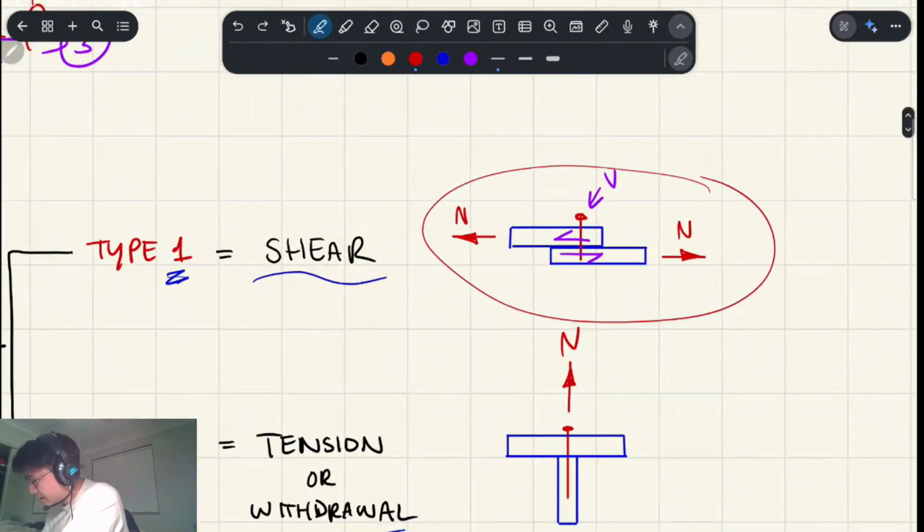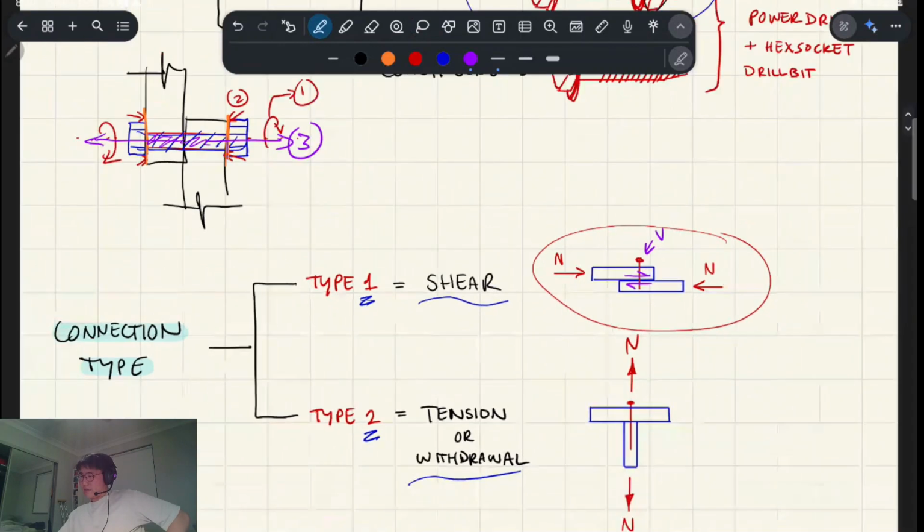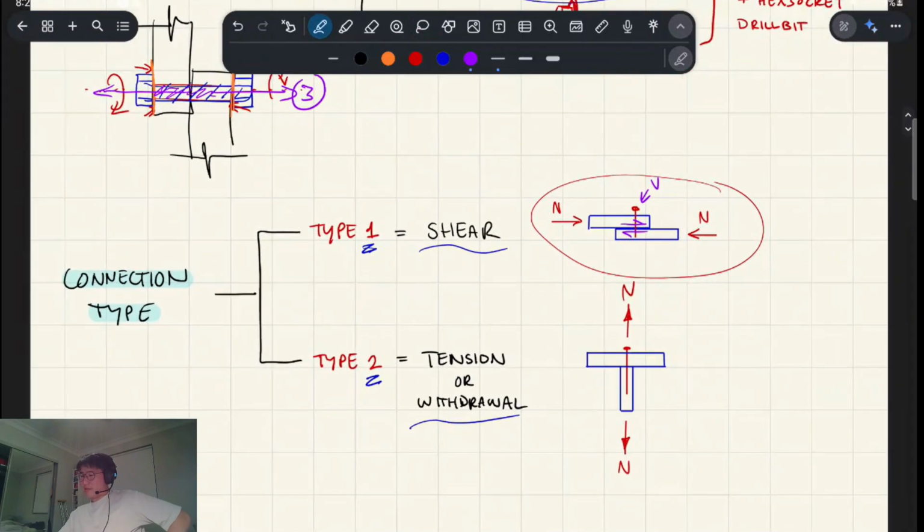Another thing to note is, this is just one example, but let's just say there was actually compression in the members, right? That would also cause shear, just in the other direction. So that's something else to keep in mind when you're trying to physically understand these systems. We're talking about what the connection is experiencing, not what the members are experiencing.